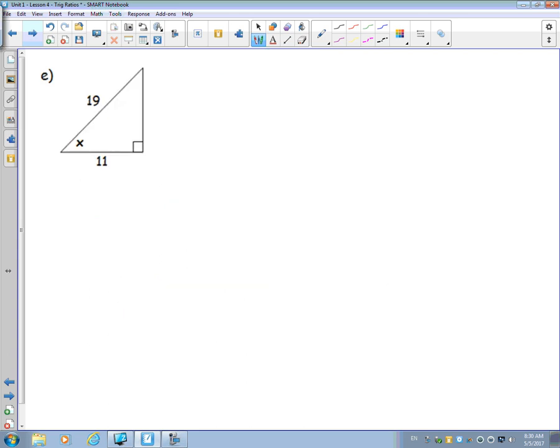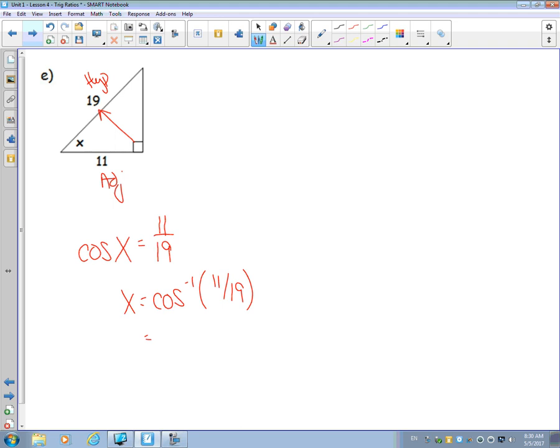And last one. I'm going to label. It's cos of the angle is my adjacent over hypotenuse. I'm going to take an inverse of what 11 divided by 19 comes out to. This is one of those messy ones I don't want to round off. And I get 54.6. And there's our introduction to trigonometric ratios, or as I like to call it, SOH CAH TOA.